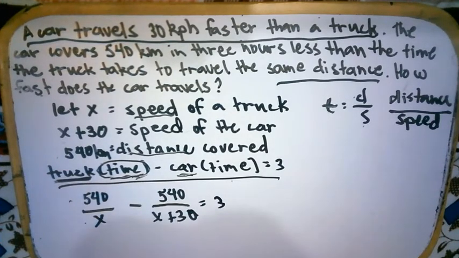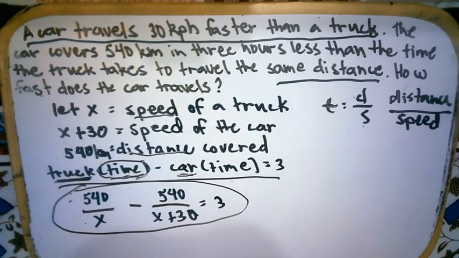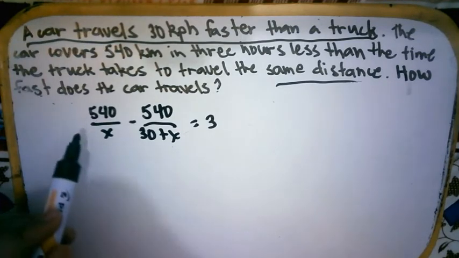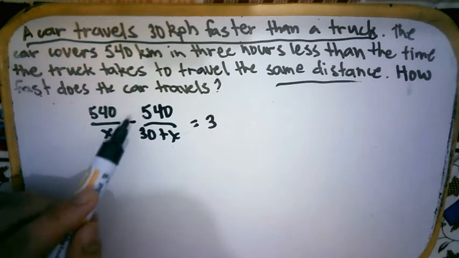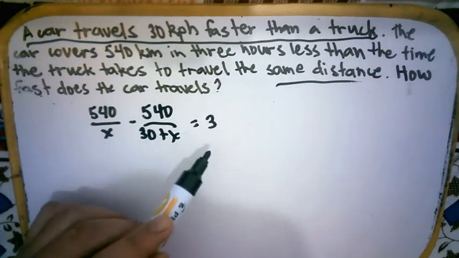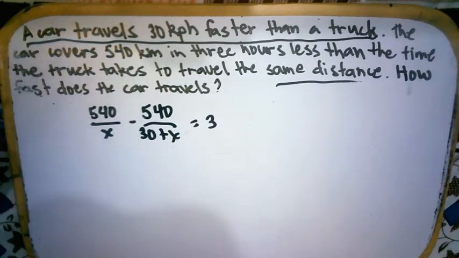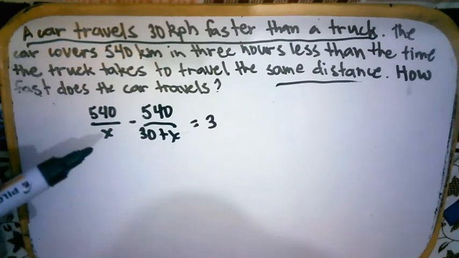Ngayon, we have already our equation. And then from here, pwede na nating masolve yung value ng x. And I hope you are familiar with this kind of equation. So ito ay tinatawag na rational equation. And then we're going to transform this into quadratic equation. Ito yung nabuo nating equation from the problem, 540 over x minus 540 over 30 plus x equals to 3. From here, pwede natin umpisahan yung solving. But before that, we're going to transform this equation into quadratic equation.